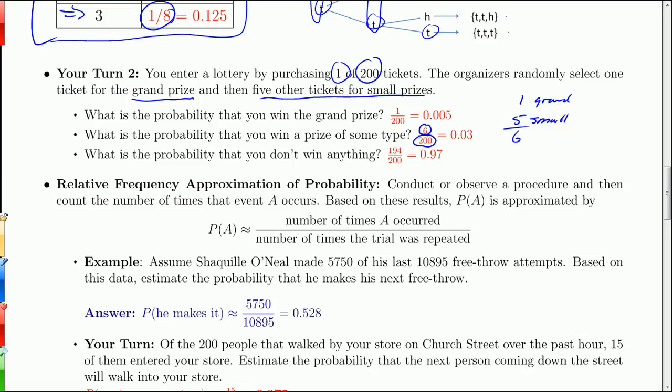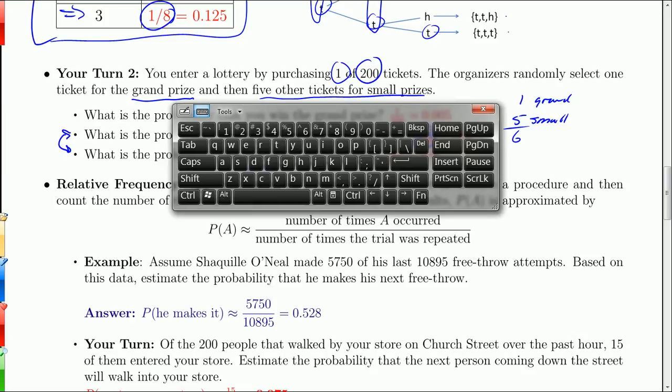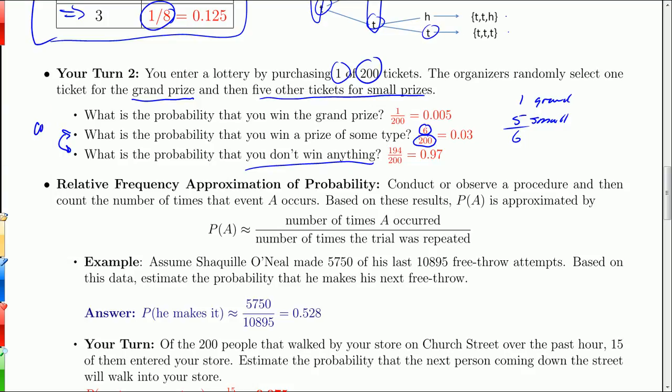And then what's the probability that you don't win anything? Well, that's the complement of winning something. So these two here are complements. What that means, there's 6 ways you can win. That means there's 194 ways you can't. And so this probability is 194 over 200. And if you notice, the probability of A bar equals 1 minus the probability of A. More specifically, these two things add up to 1.